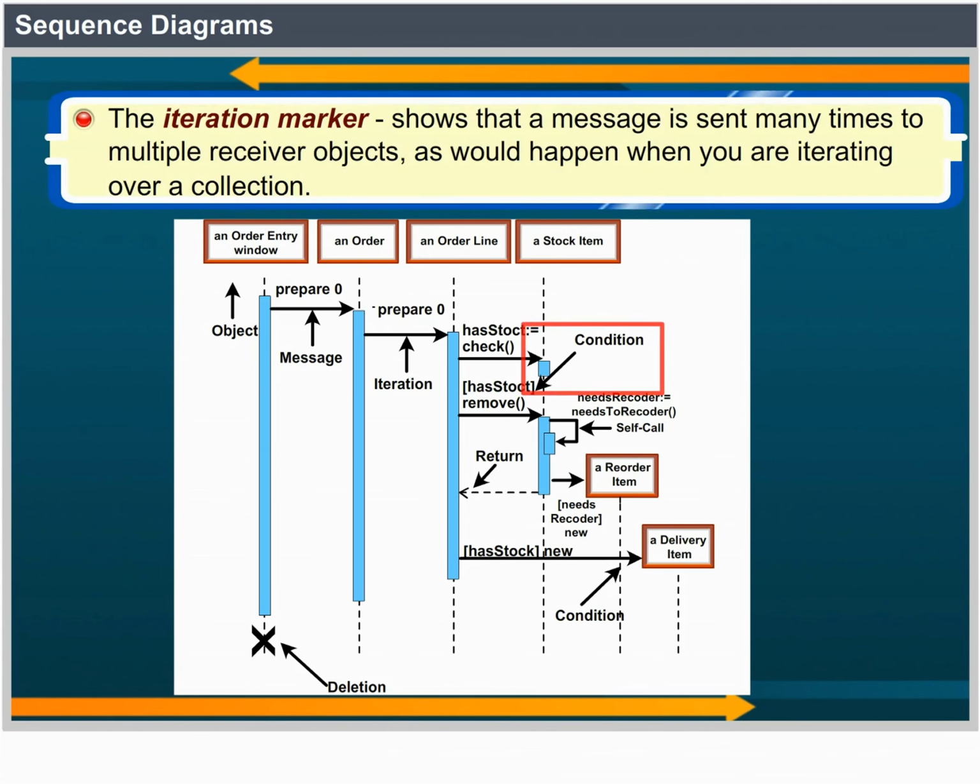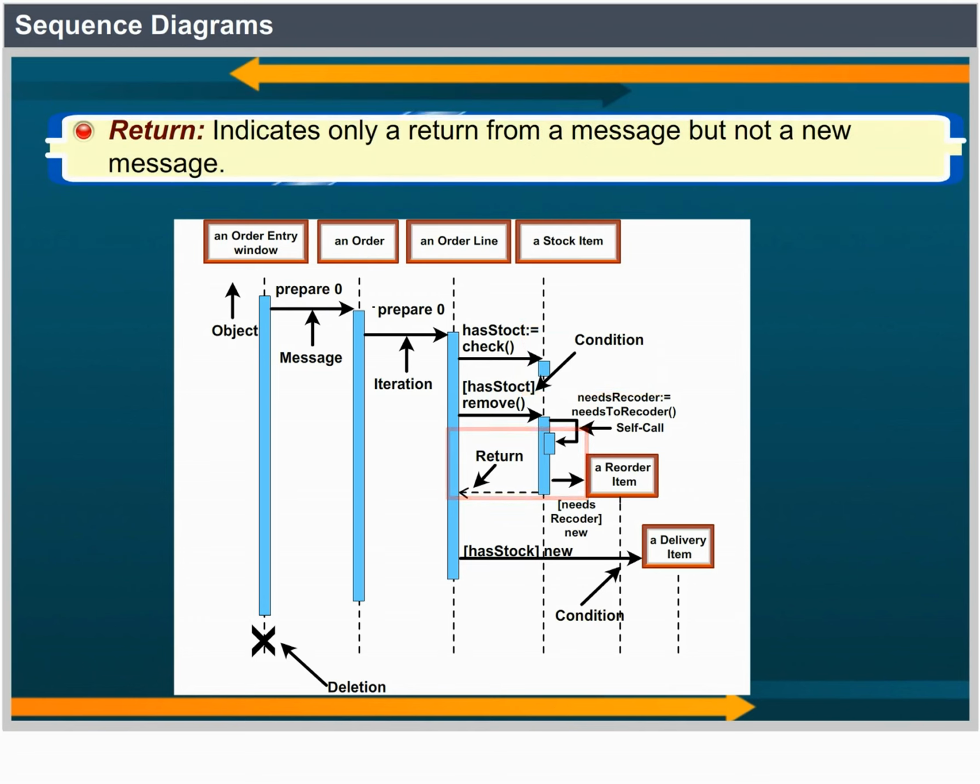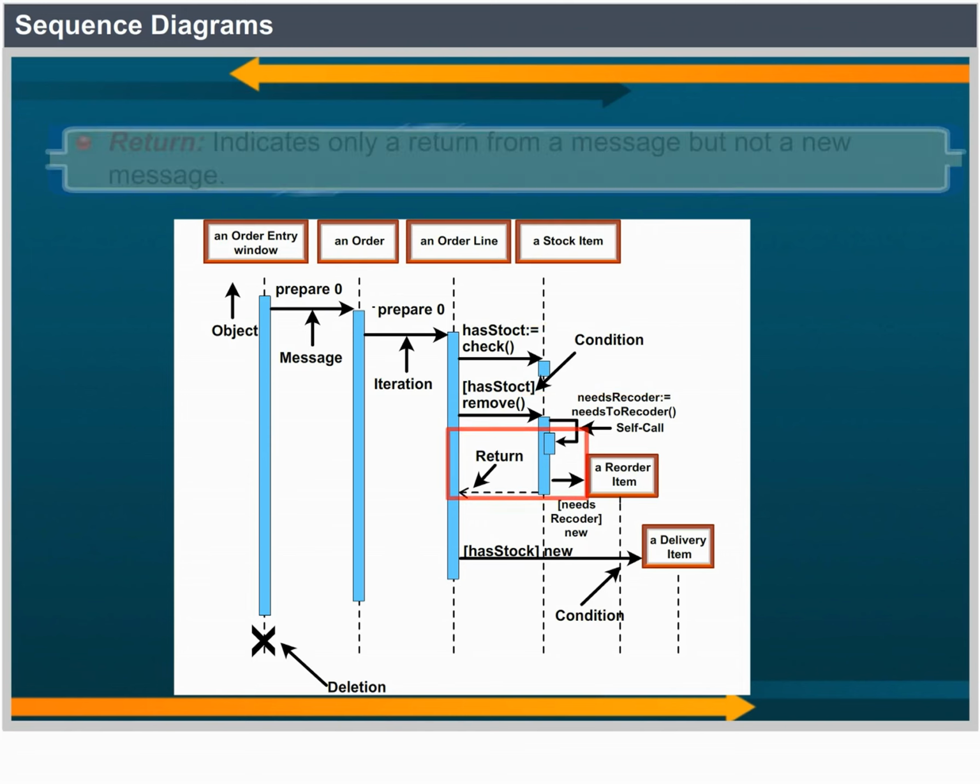The iteration marker shows that a message is sent many times to multiple receiver objects, as would happen when you are iterating over a collection. Return indicates only a return from a message but not a new message.